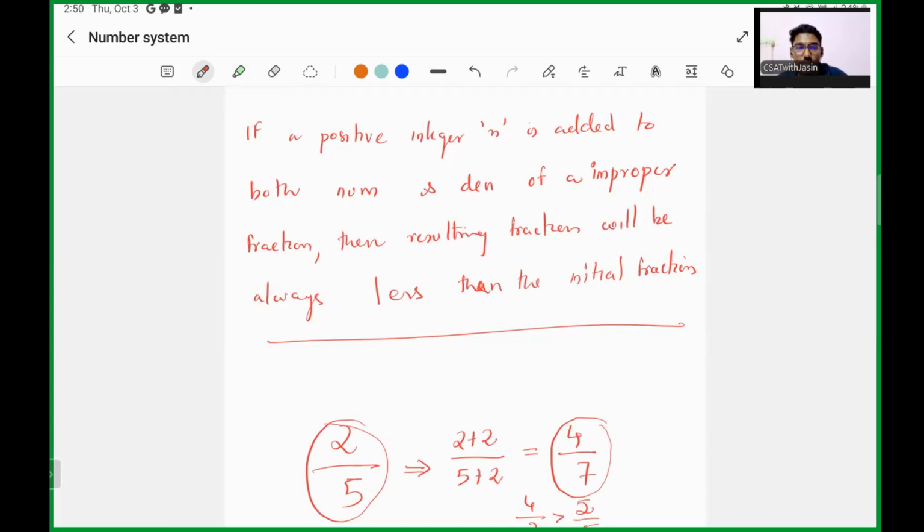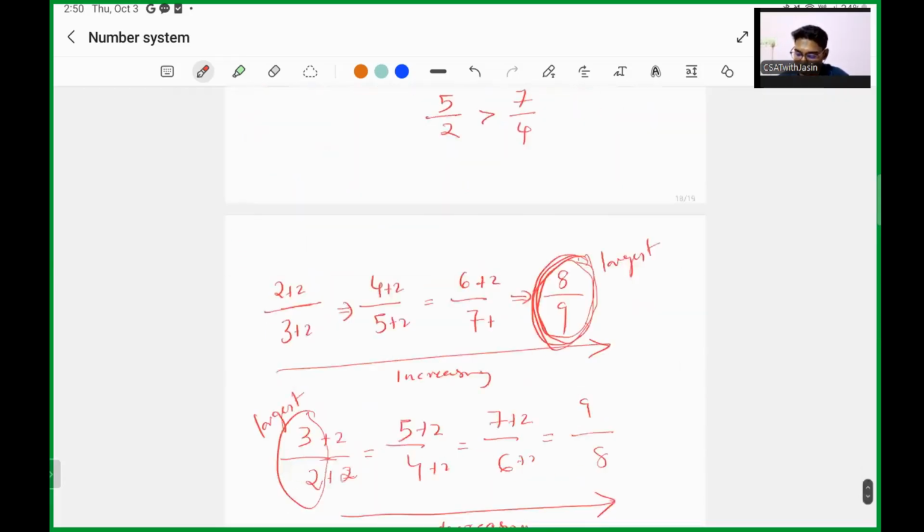Because I only told you fraction, I didn't mention whether it is an improper fraction or a proper fraction. So if it's only fraction, you cannot say anything. It will be false because it could be a proper fraction, it could be an improper fraction. So if it's an improper fraction, then the resulting fraction will be less than the original fraction. If it's a proper fraction, then the resulting fraction will be greater than the original fraction. So you understood the difference.